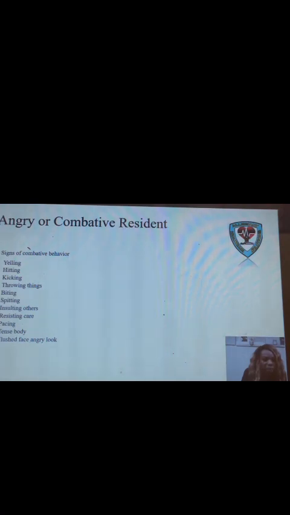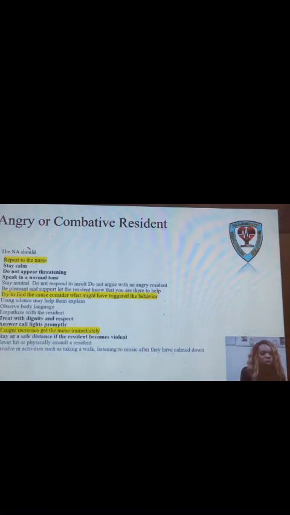They may even be resisting care, pacing, their body might be tense, their face can look flushed and angry when a resident is angry or combative. What should you do? You should notify the nurse. You should stay calm. You don't want to appear to be threatening. You want to speak in a normal tone. You want to stay neutral. You do not want to respond to an insult. And you most definitely do not argue with an angry resident. You don't argue with any resident, but especially one that is angry.